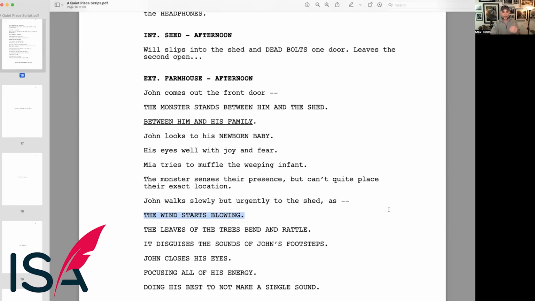In this script, it's fine to overdo it because we're only seeing things and hearing things. And the whole idea is that we don't want to hear things because the monsters are going to kill us. So you want to be purposeful with the choices you're making with words on the page.